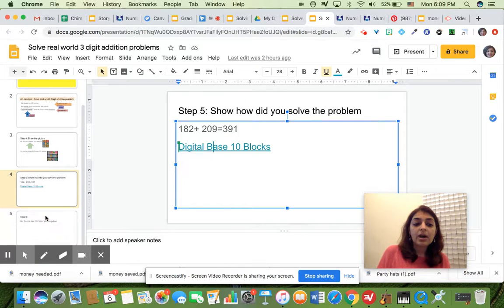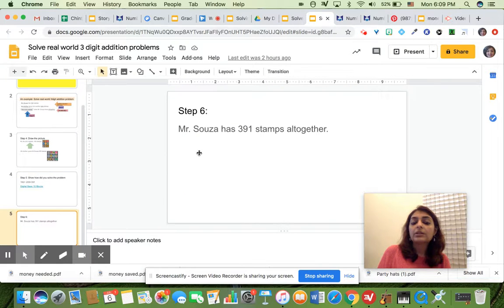And the last step involves that you are to write down the answer sentence, and that is Mr. Souza has 391 stamps altogether. So students, if you follow these steps, you'll be able to solve these real world problems in a very easy manner.